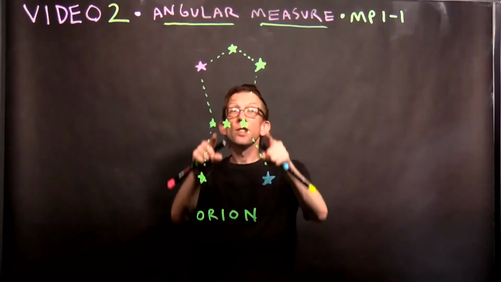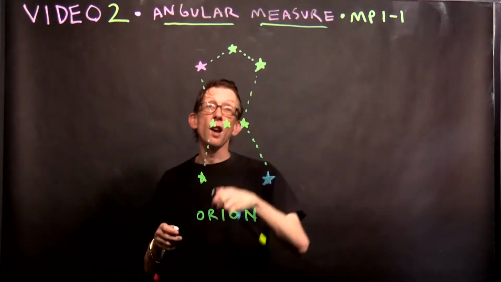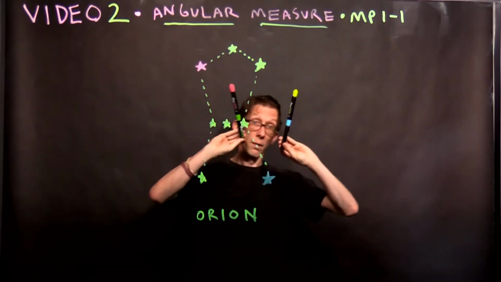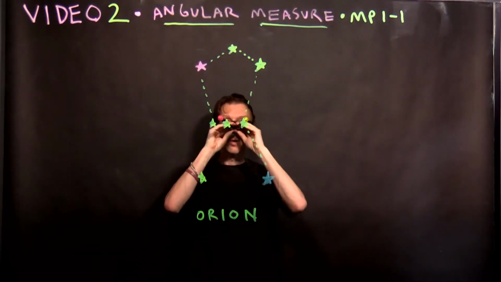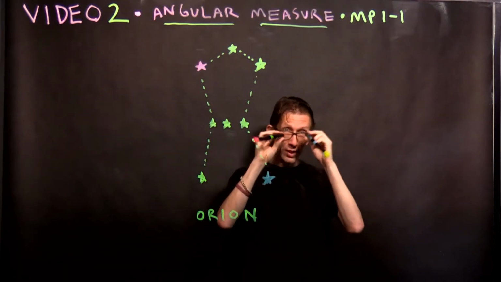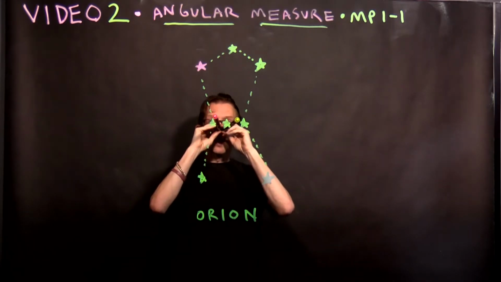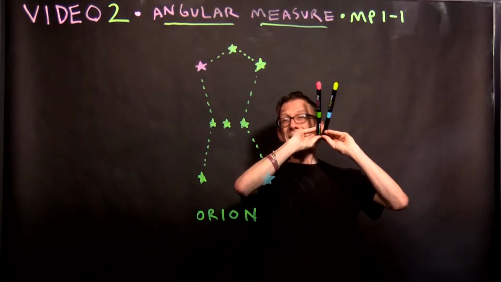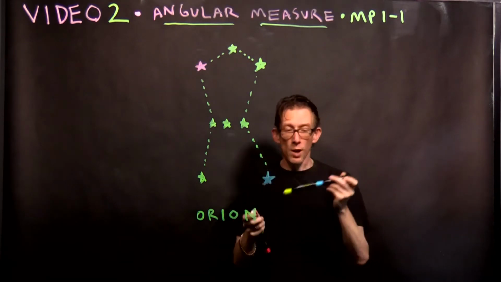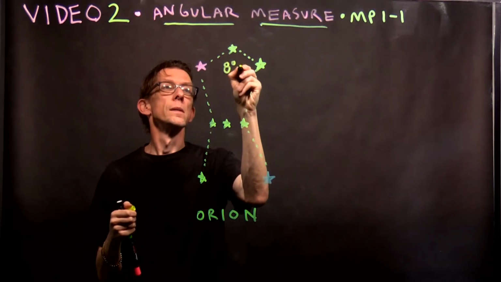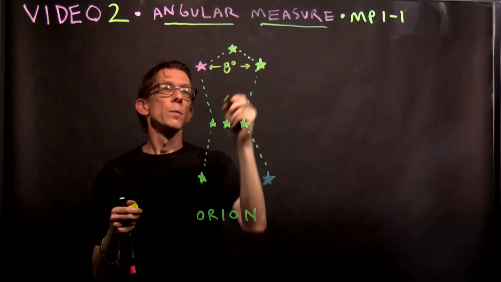It turns out that for these two stars here, Betelgeuse and the other shoulder star, if I go out there and do this with the real constellation and play my stick nose game, I hold the ends of both sticks to my nose, point one stick at Betelgeuse, the other stick at the other shoulder star, and hold up my stick like this, that's about an 8-degree angle. So we say that there are 8 degrees between those two stars.